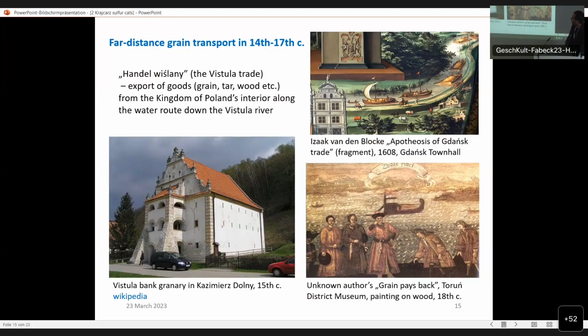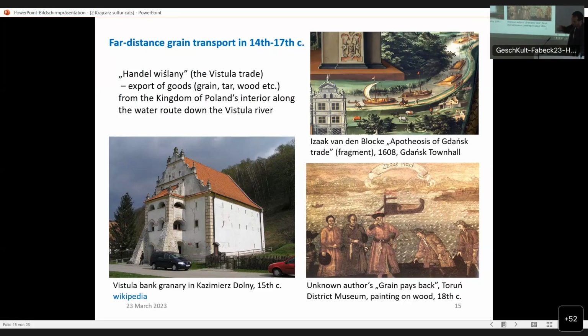And that's important because we know that the Vistula River was the most important transport route in the Kingdom of Poland in the 14th, but especially in the 15th, 16th and 17th centuries. It was used to transport mostly grain from different parts of Poland. Along the Vistula River, we have river ports with granaries like this one that were used to collect grain and then to load it on a boat.